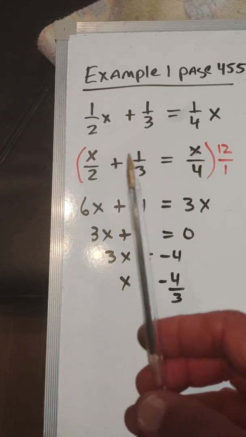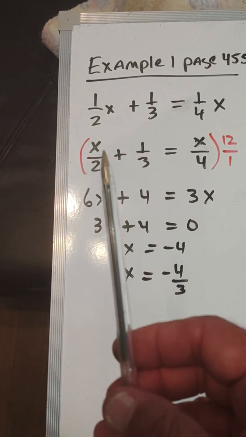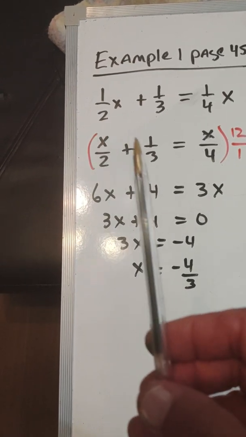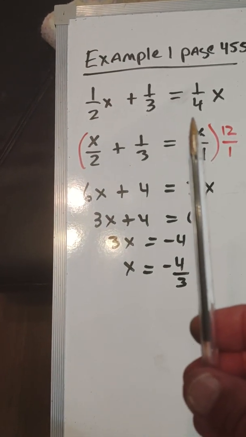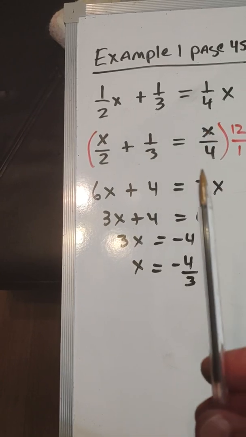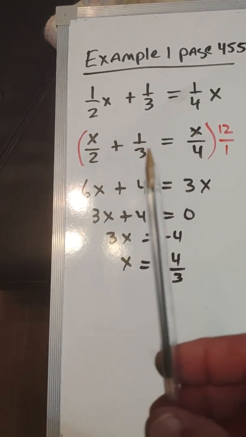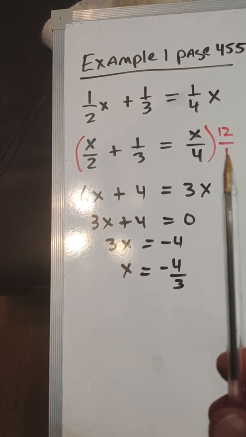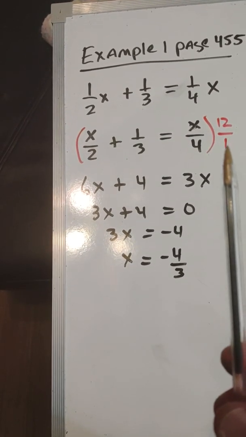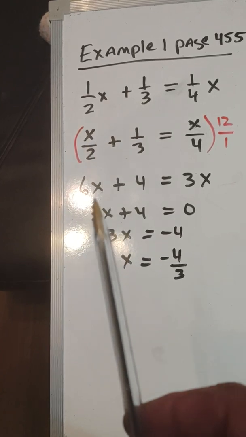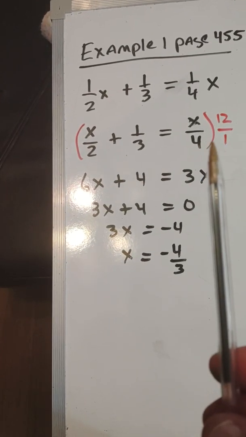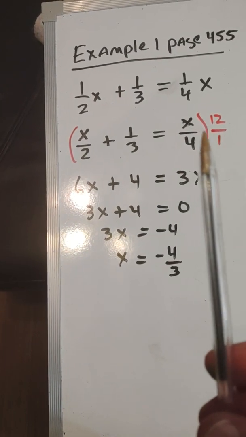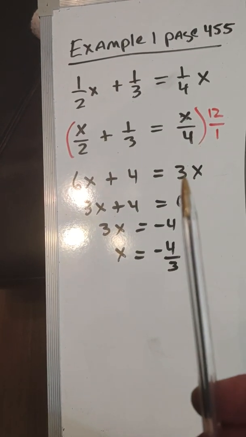So basically what I did was I rewrote 1/2 x as x over 2, because this is really x over 1 times 1/2. And I rewrote 1/4 x as x over 4. Least common denominator between 2, 3, and 4 is 12. We put 12 over 1 and multiply times each term. So 12 over 1 times x over 2 becomes 6x. 12 over 1 times 1/3 becomes 4. 12 over 1 times x over 4 becomes 3x.